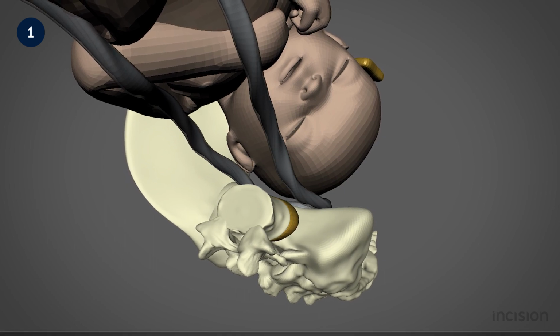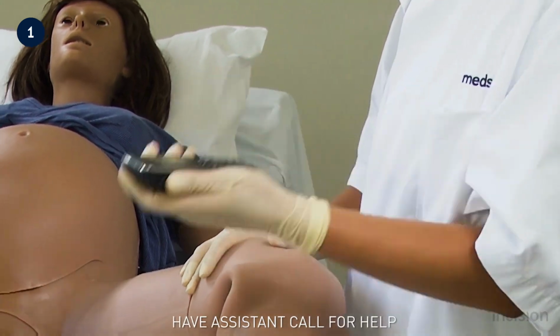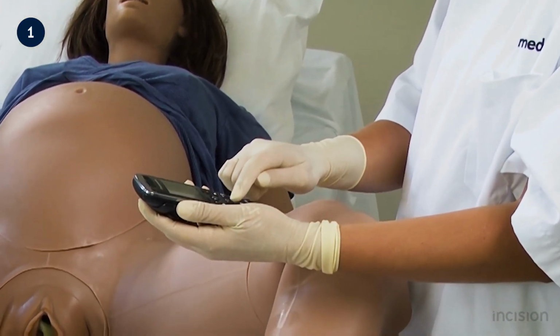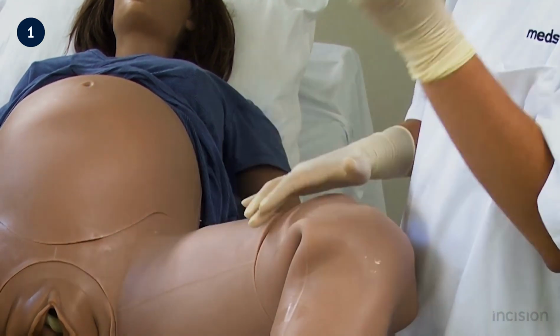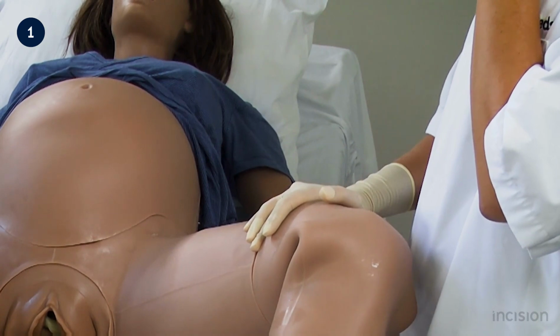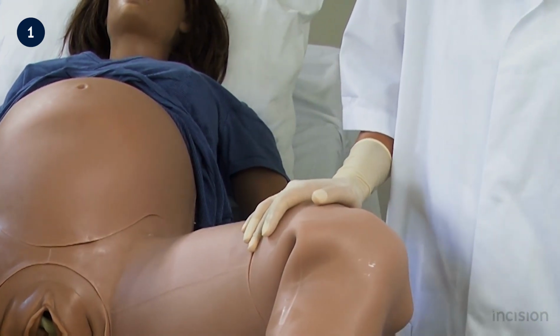Help should be summoned by the assistant, and a paediatrician and, if needed, an anesthesiologist should be notified. The fetus should be delivered as soon as possible via caesarean section or assisted vaginal delivery, depending on the fetal heart rate, the degree of cervical dilatation, and the descent of the presenting part.